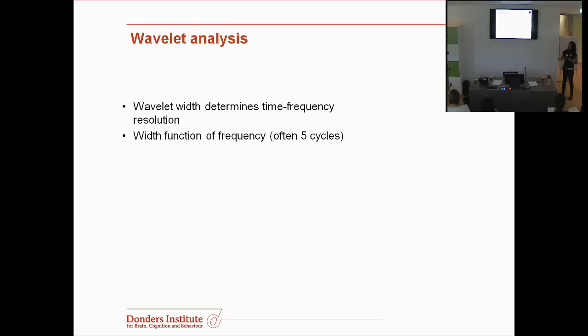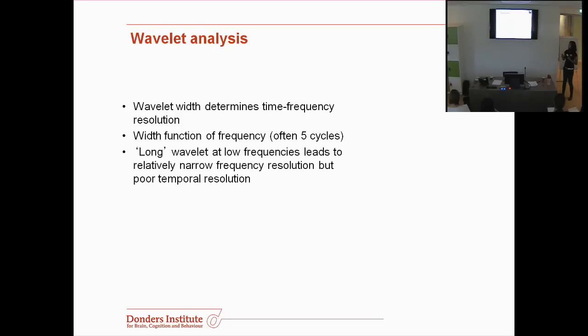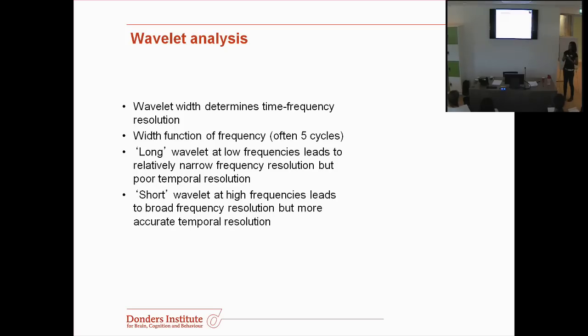And so say we want to have a wavelet of 5 cycles, then what happens is, if you have a long wavelet at low frequencies, this gives you a very poor frequency resolution. So if you have 5 cycles at 10 hertz gives you 500 milliseconds. But if, say, you want a short wavelet at high frequencies, then you have a very broad frequency resolution, but a more accurate temporal resolution.